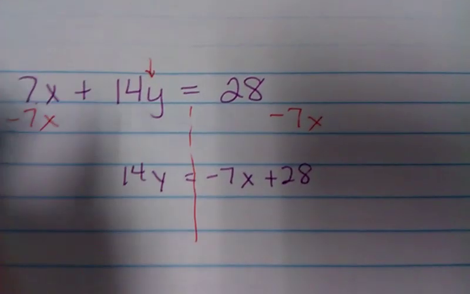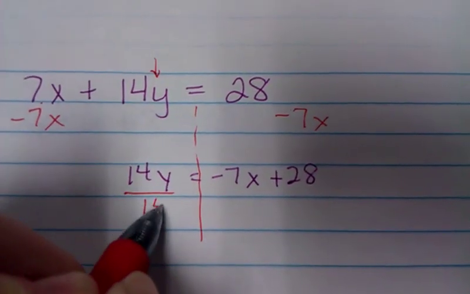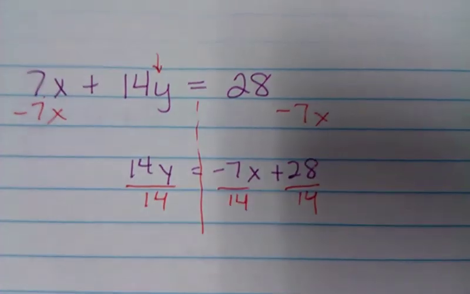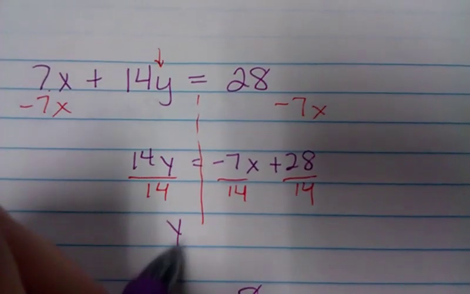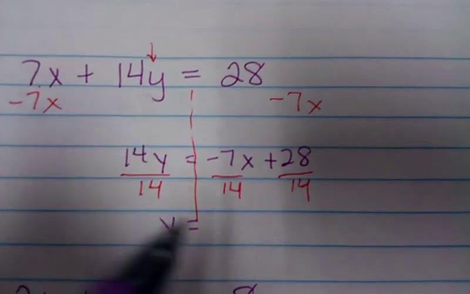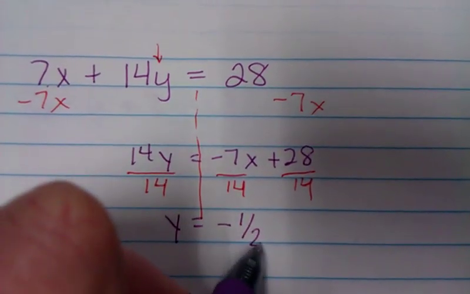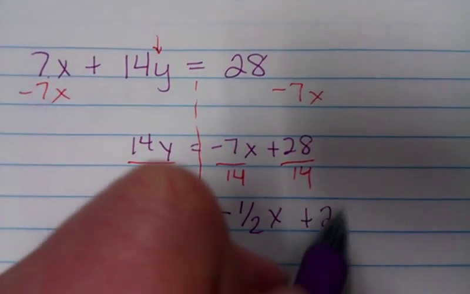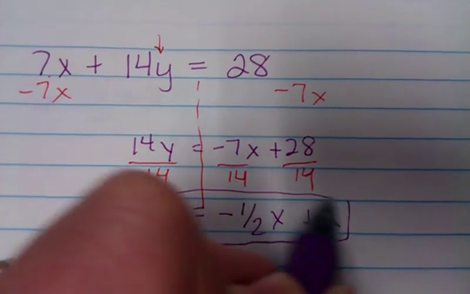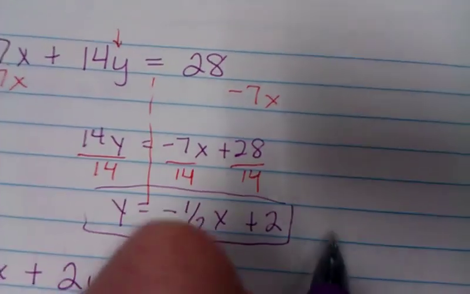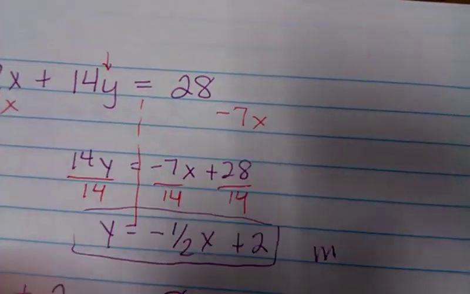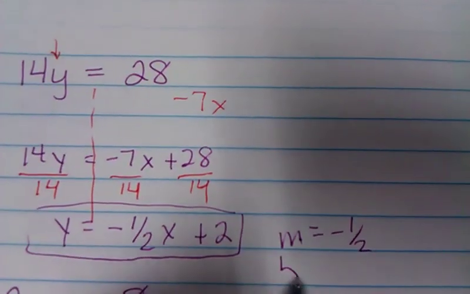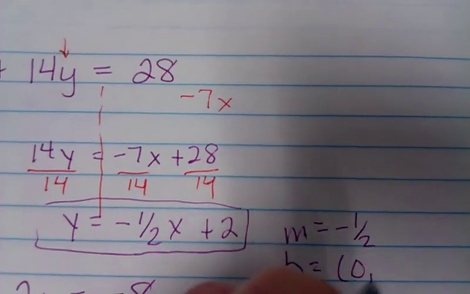Right here, my y is not by itself yet. I need to divide by 14. And I get y equals negative 7 over 14 is negative 1/2 x. 28 divided by 14 is 2. My slope is negative 1/2. My y-intercept is 0, 2.